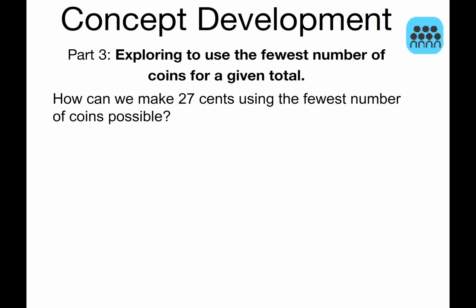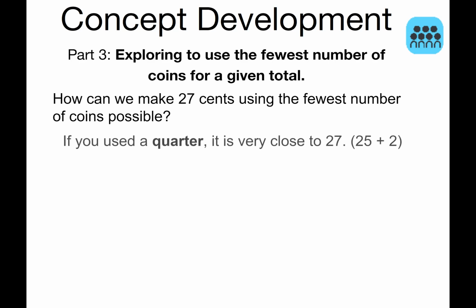27 is close to what number? 30, right? Is there a coin that makes 30 cents? No. So maybe we want to go lower. We want to go down. 27 is pretty close to, I think, 25, right? And is there a coin that makes 25 cents? Yes. The coin that makes 25 cents is the quarter.